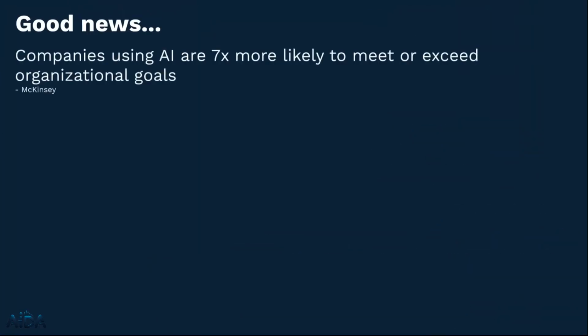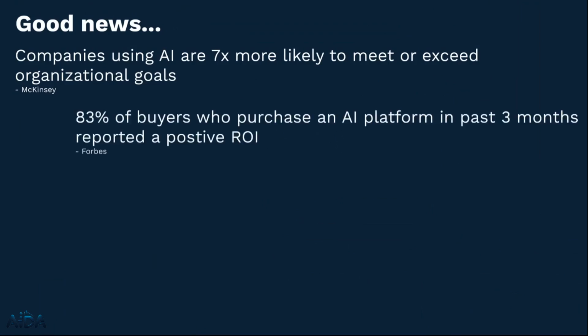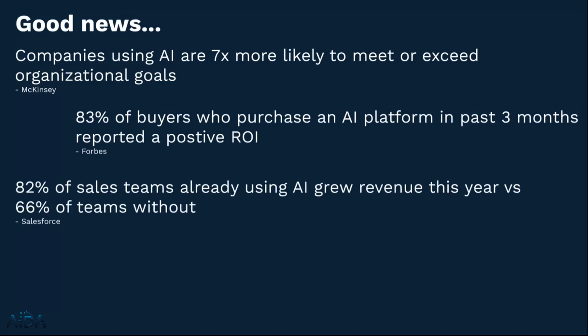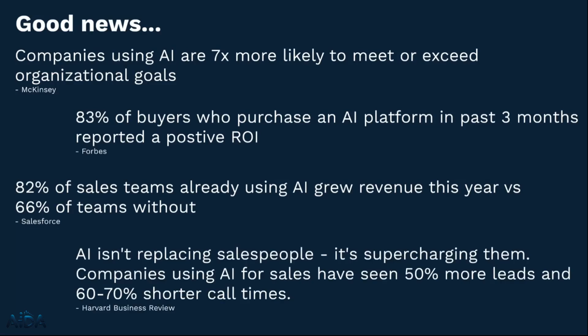The good news is that according to McKinsey, companies using AI are 7 times more likely to meet or exceed their organizational goals. 83% of buyers who purchase AI see a positive ROI within 3 months. 82% of sales teams already using AI saw revenue growth this year, right? That's from Salesforce. And finally, a quote that I really love is, AI isn't replacing salespeople, it's supercharging them. Companies using AI for sales have been seeing 50% more leads and 60 to 70% shorter call times.